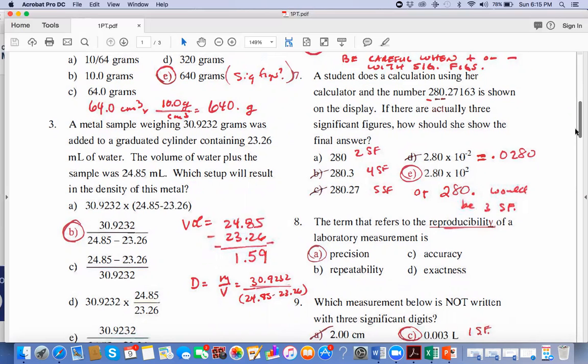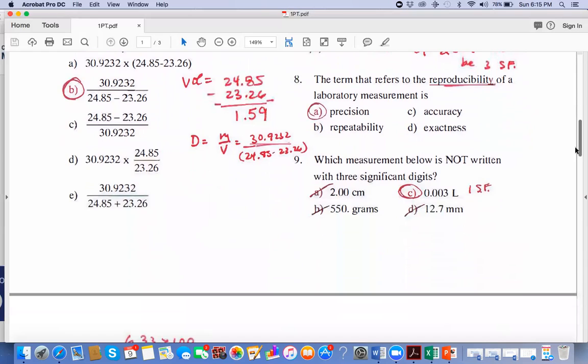So, 282. With the period after it. Oh, wow. The term that refers to the reproducibility of a laboratory measurement is precision. So that's A.